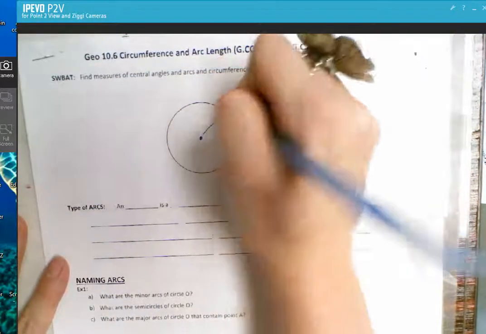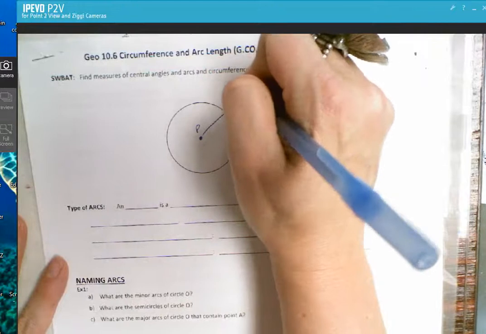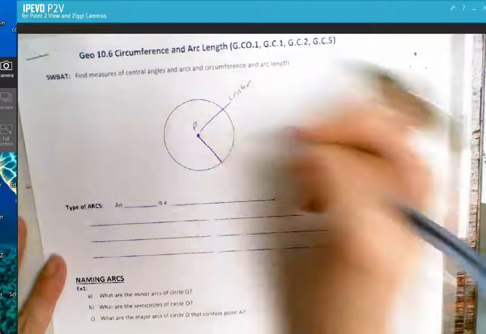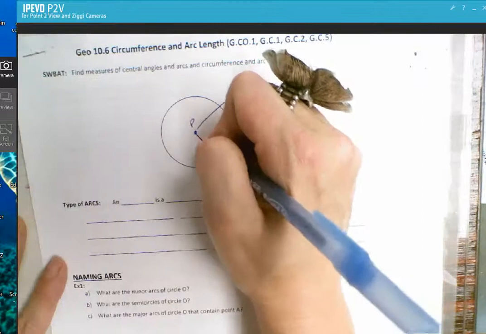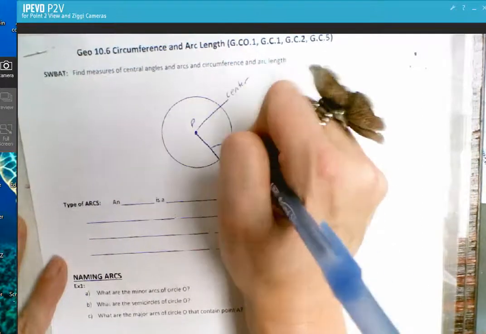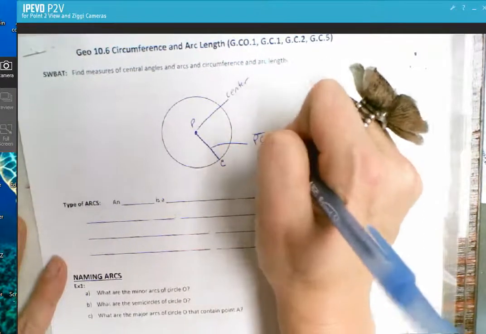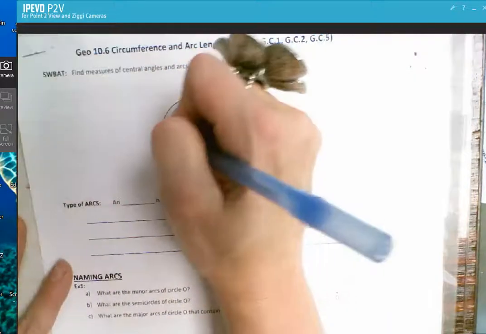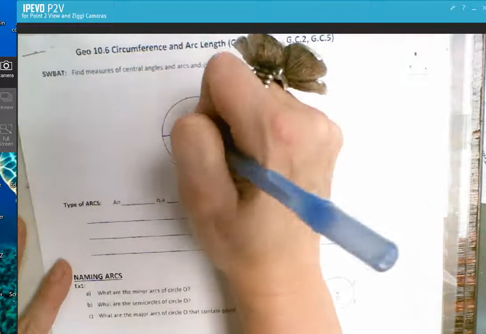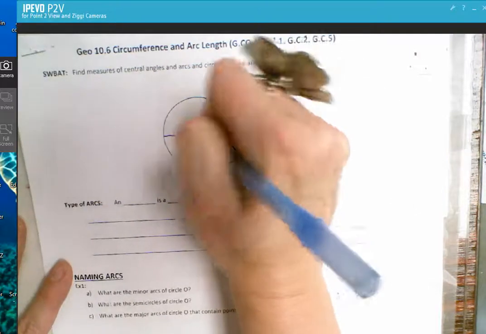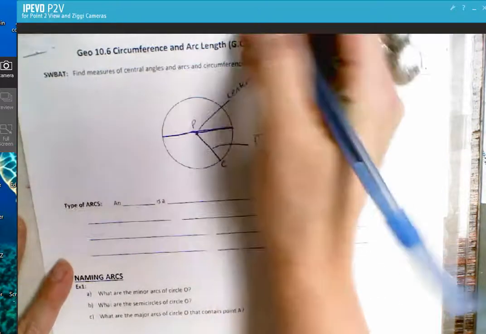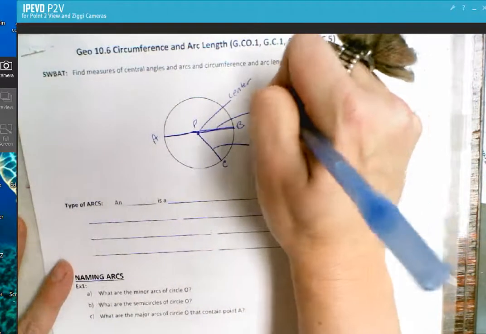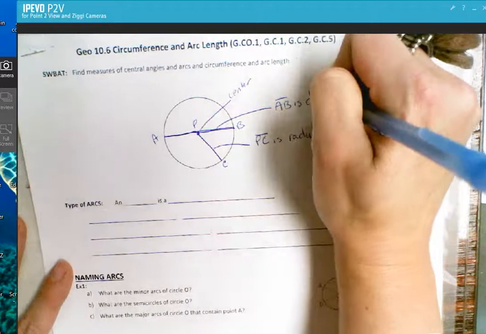If I have the center, let's call it P, that's my center of the circle. From the circle center to any point on the circumference of the circle is known as the radius. So let's call that point C, and we'll call this PC is radius. Okay, through the center, connecting on the other side all the way across is segment AB. We know that segment AB is diameter.